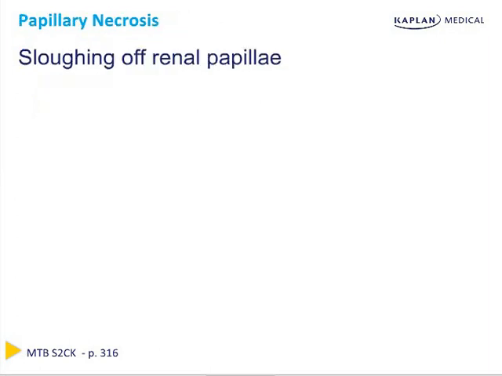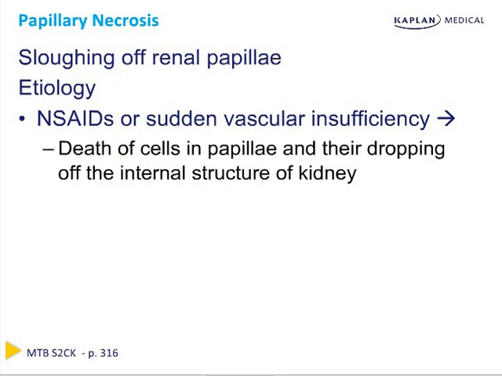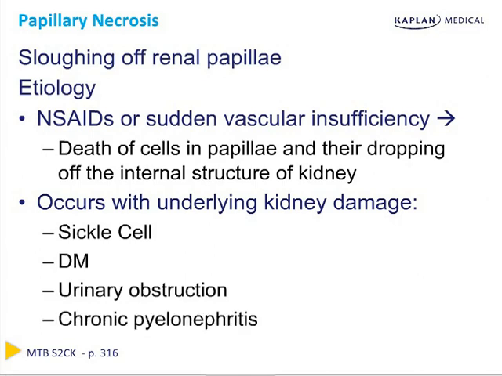Papillary necrosis is one manifestation of analgesic nephropathy. It occurs when the renal papillae floss off the surface of the kidney. The etiologies include NSAIDs or any other form of sudden vascular insufficiency, and that leads to the death of these cells in the papillae and their dropping off the internal structure of the kidney itself. Usually it occurs in conjunction with underlying kidney damage from things like sickle cell, diabetes, urinary obstruction, or chronic pyelonephritis.